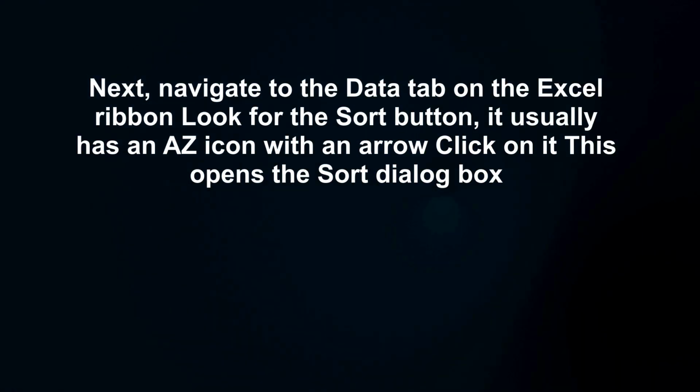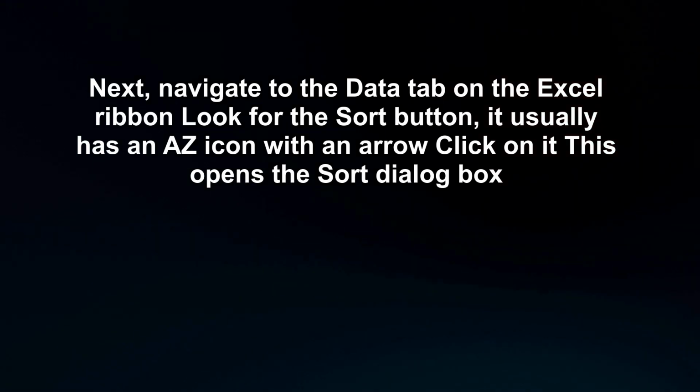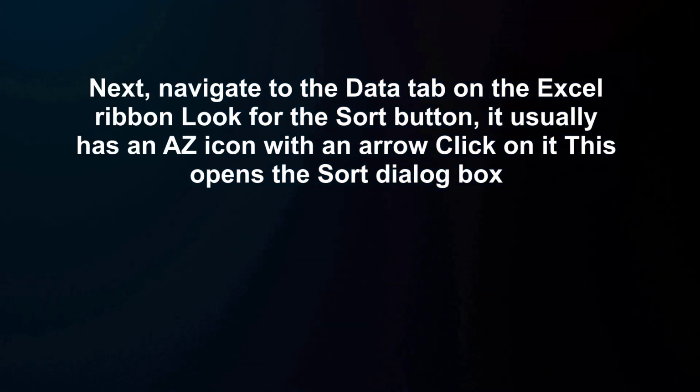Next, navigate to the Data tab on the Excel ribbon. Look for the Sort button. It usually has an AZ icon with an arrow. Click on it. This opens the Sort dialog box.